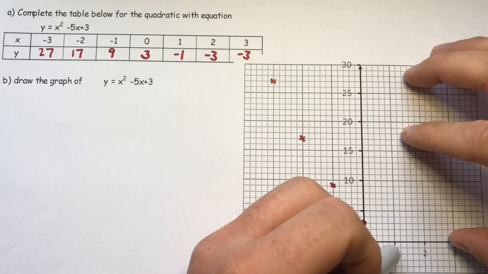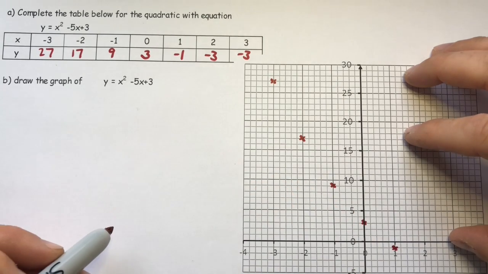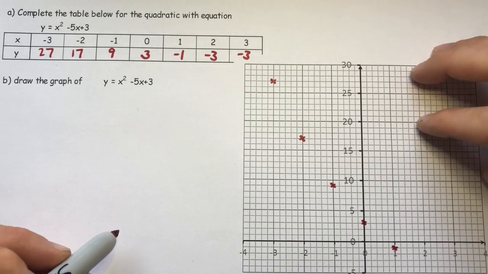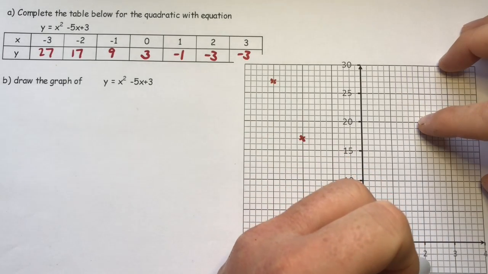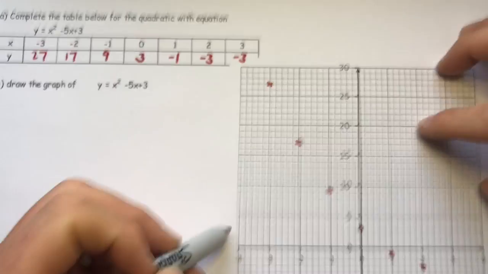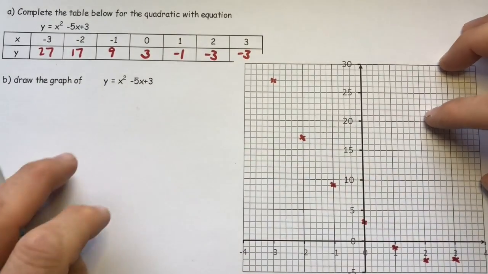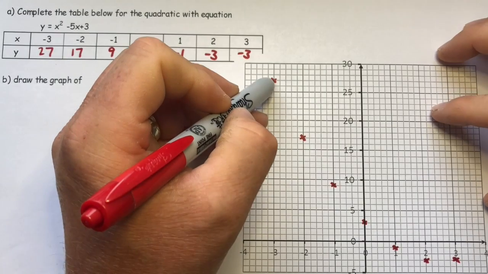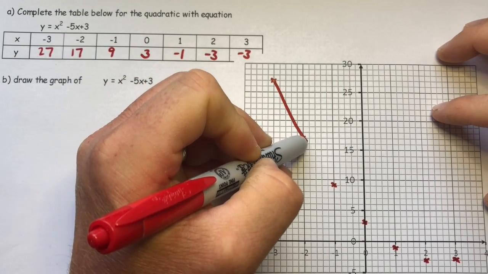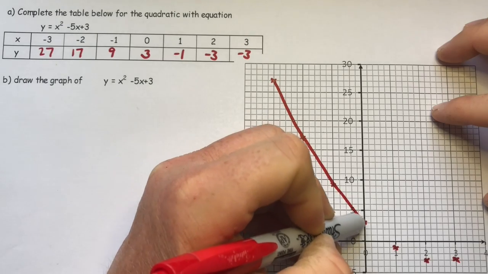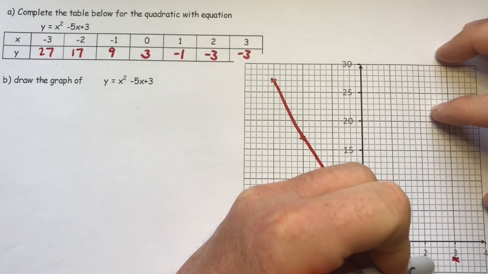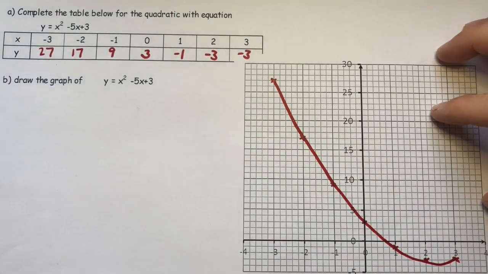At 1, we're down at -1. At 2, we're down at -3. And at 3, we're down at -3. And so then we join these up with a curve. Now it is better to do this with a pencil. And there's your curve.